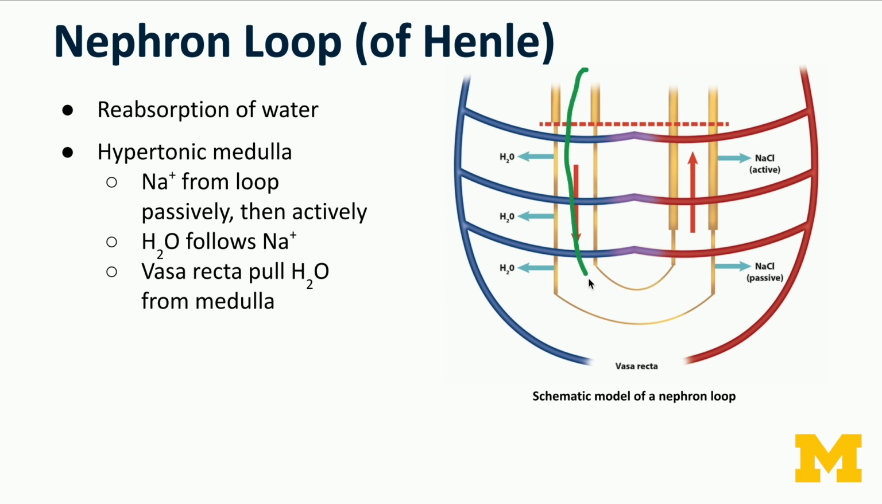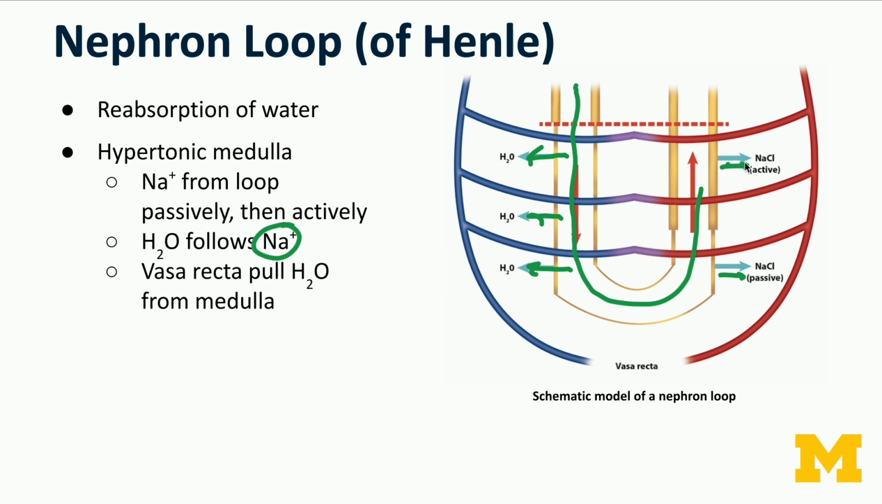So here's the loop as we go, and that loop dives deep into the medulla of the kidney. And what happens is, as we move filtrate along through this loop, we're going to move water out into the surrounding spaces. Now, we move water out because we make this tissue hyperosmotic, and we do so by increasing the concentration of sodium ions. So sodium ions are first going to passively exit the loop, and then we'll actually use ATP to actively pump sodium out.